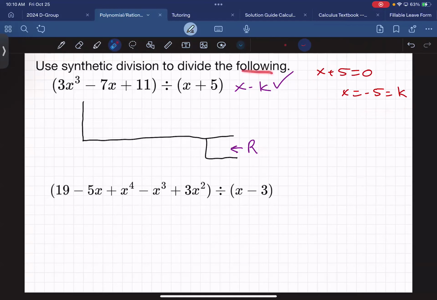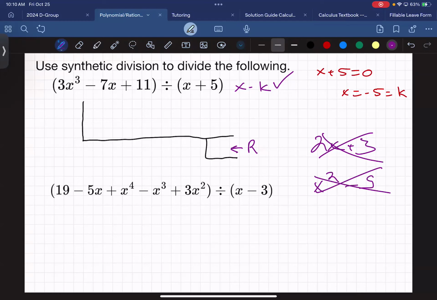Now, this only works when we're in this X minus K form. That means no coefficient on the X. It's just X. If I put something like 2X plus 3, we would no longer be able to use synthetic division. The good news is we can find ways around it. The big one we definitely don't want to use is, say I gave you X squared minus 5. We definitely will not be able to do synthetic division here. If you want, I'm pretty sure Mr. Simon has some videos on YouTube that show how we can do that with a quadratic, but I'm not going to do that for this class. With that said, are we good with why I'm putting a -5 over here on the outside?